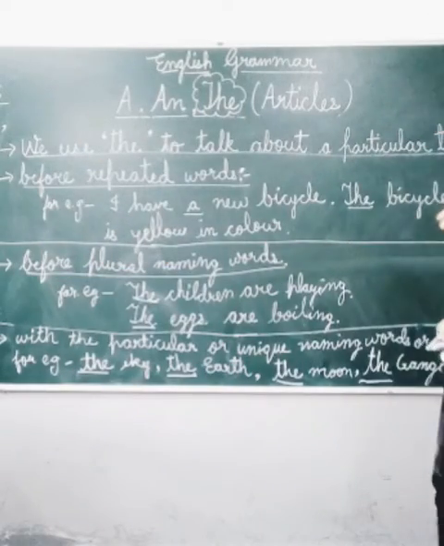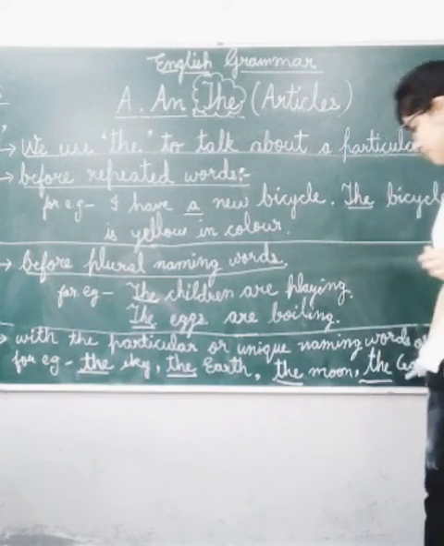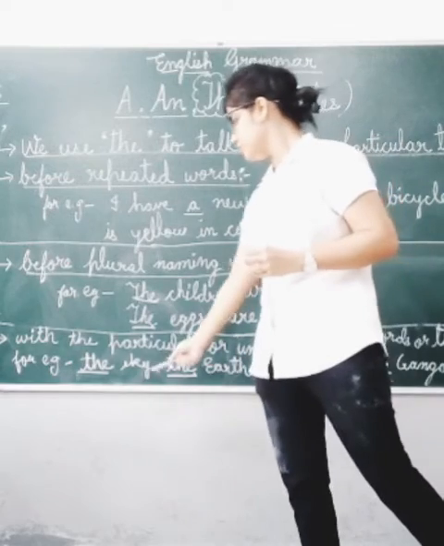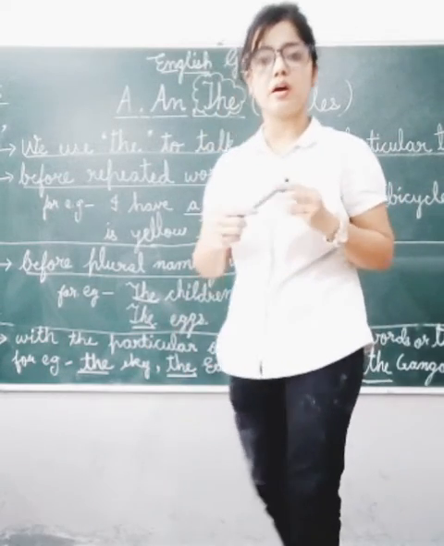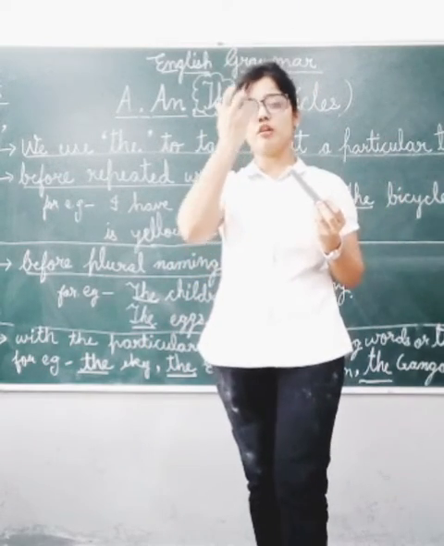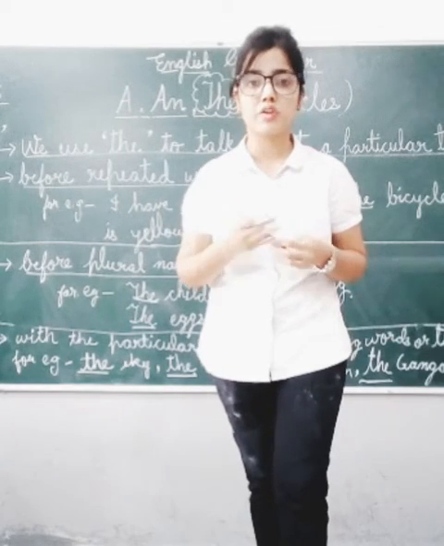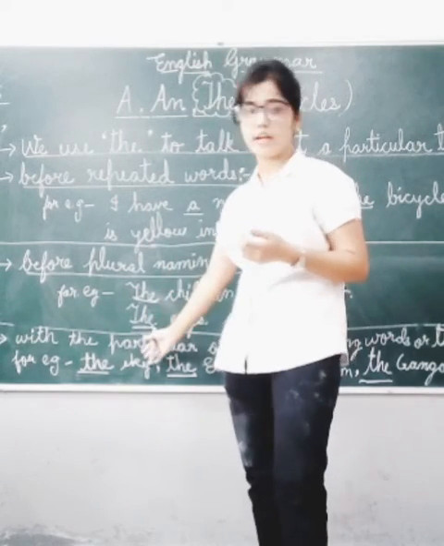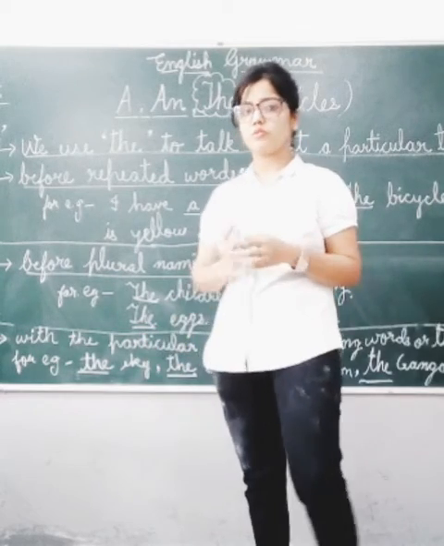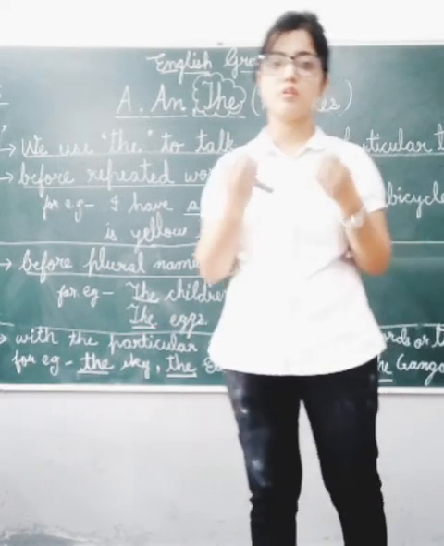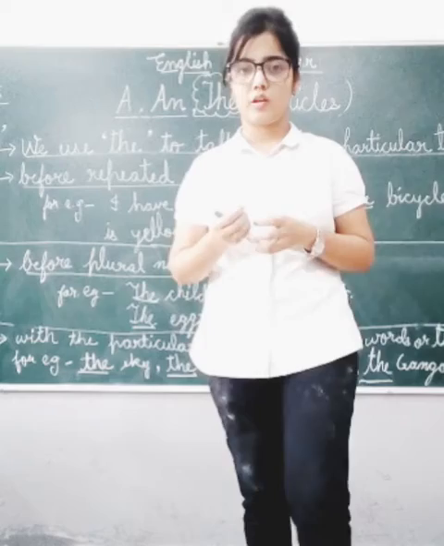The Ganga, as I told you, is the name of a river. Here the sky and some things which are limitless, which we cannot count and cannot measure, like the sky. So before many unique naming words we use the. I hope it is clear.